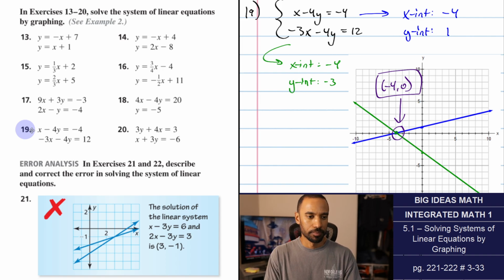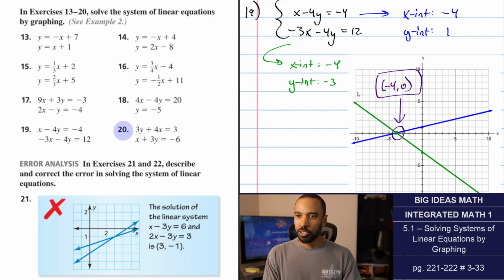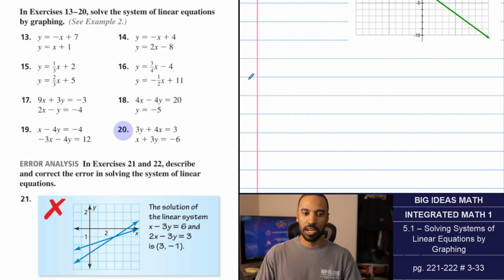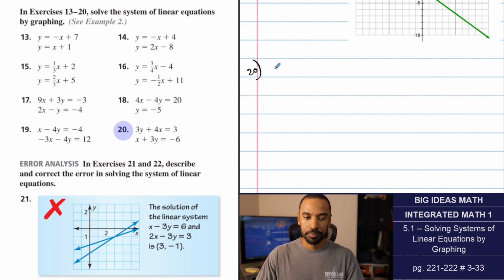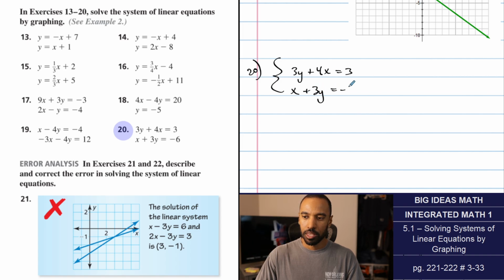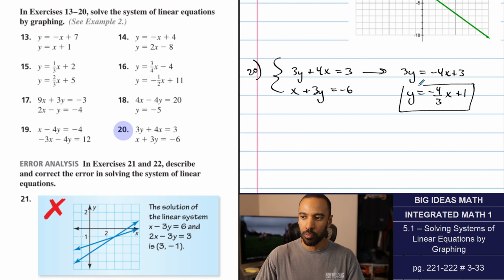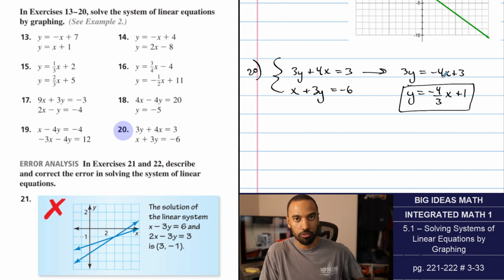Number 20. The first equation does not lend itself well to getting my x-intercept, because dividing that by 4 would give me a fraction. So I'm going to rewrite this one in slope-intercept form. The bottom equation I think I'm good with in standard form. This one I can subtract 4x from both sides and then divide everything by 3. So I get negative 4/3 x and then plus 1. And that's fine, right? We can have a fraction for our slope. I just don't want a fraction for my x-intercept.